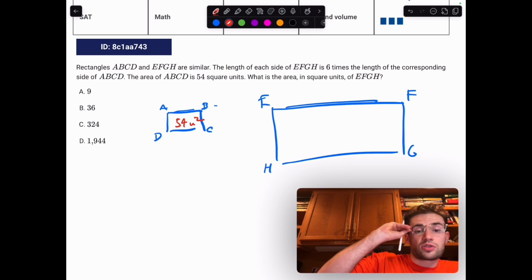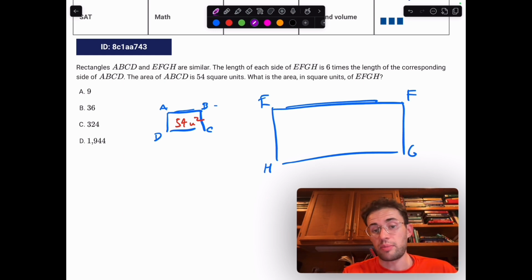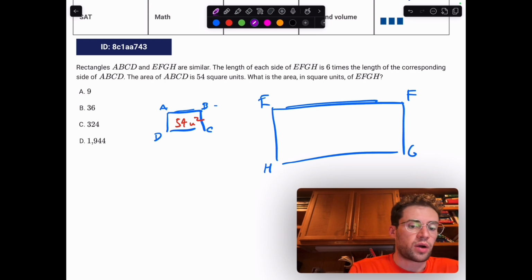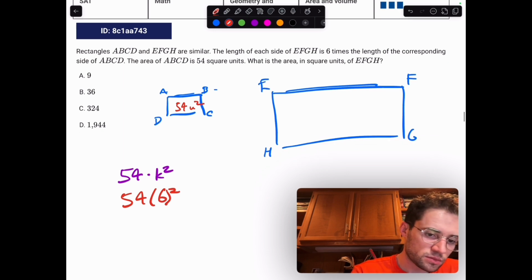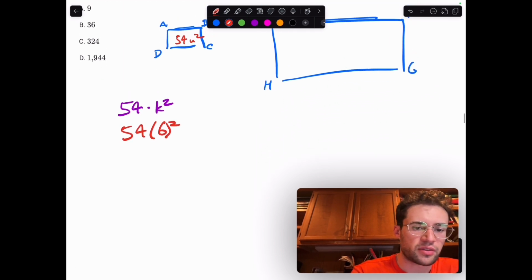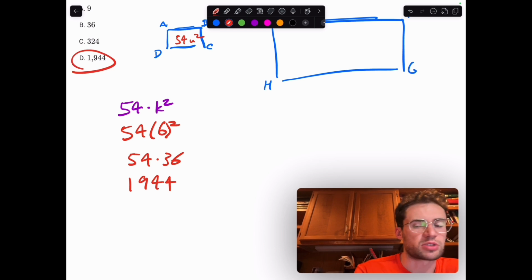So there are actually 2 ways you could do this one that I'm thinking of off the bat. And one of them is just remembering that for area, when you scale it up, you have to multiply it by the scale factor squared. So basically you just take 54 and multiply by the scale factor times the scale factor. So 54 times, in this case, 6 squared. And that's going to give us 54 times 36. I'm just going to type that in my calculator, save some time. Gives us 1,944, which we can see is option D.